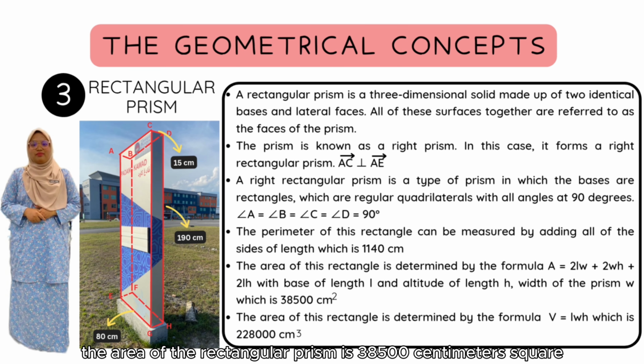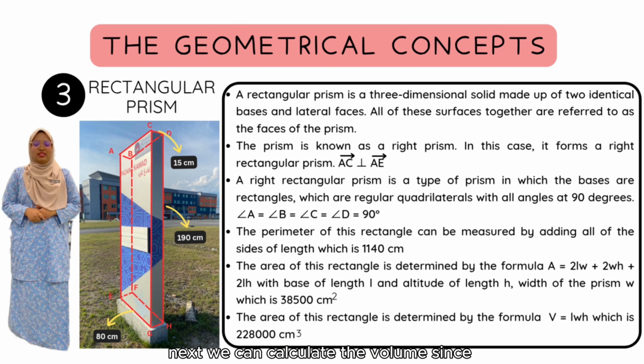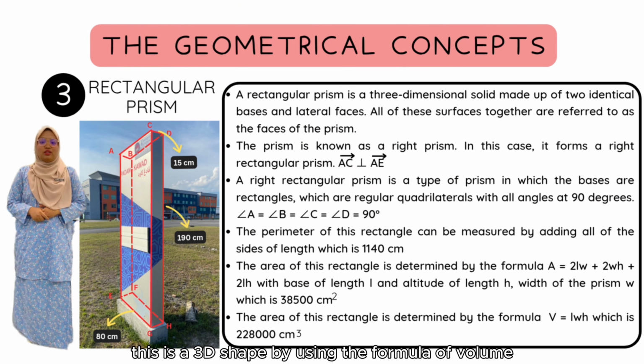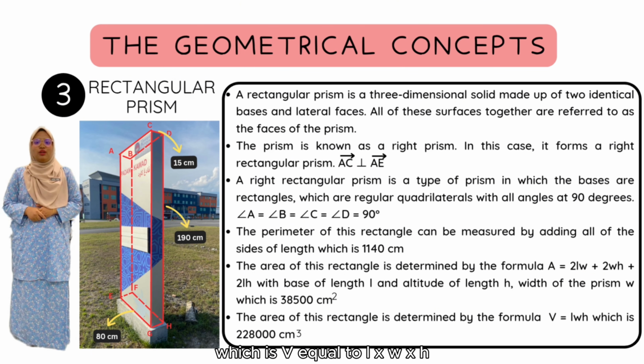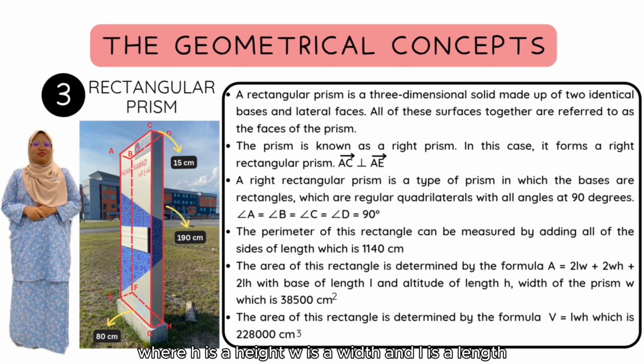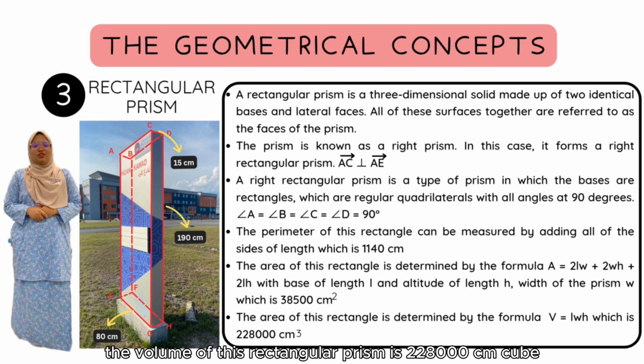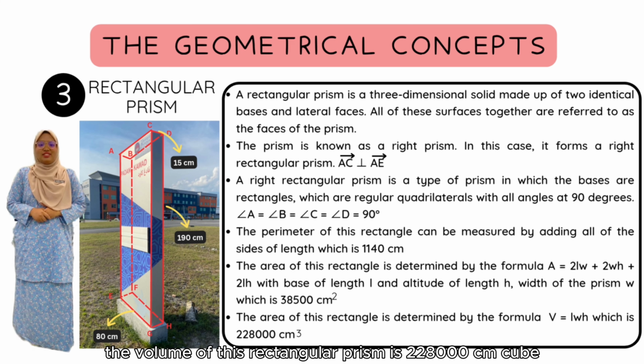38,500 cm squared. Next, we can calculate the volume since this is a 3D shape, by using the formula of volume, which is V equal to LWH, where H is the height, W is the width, and L is the length. The volume of this rectangular prism is 228,000 cm cubed.